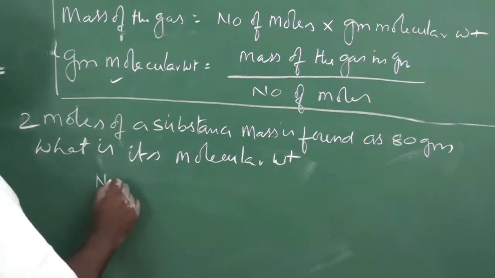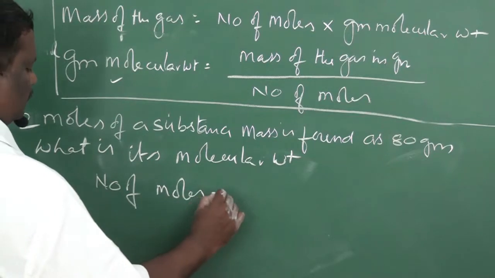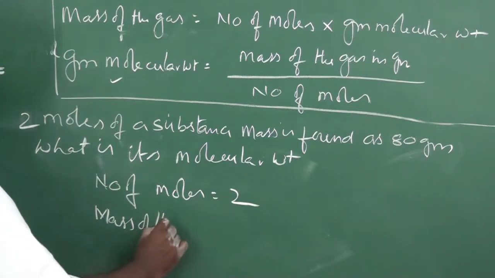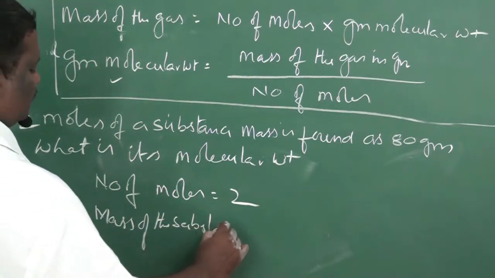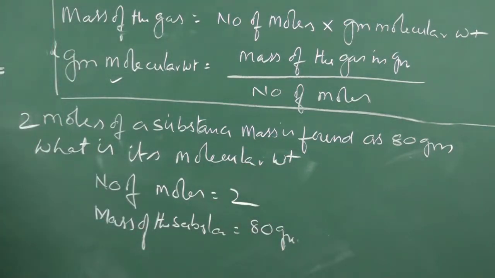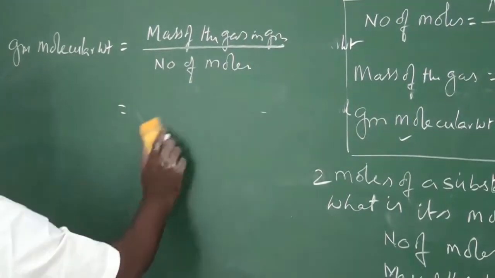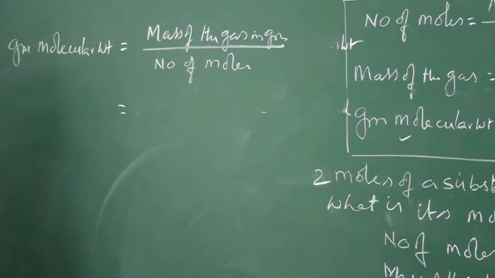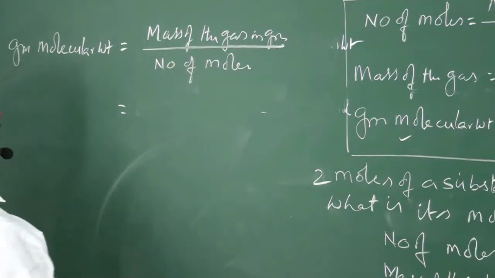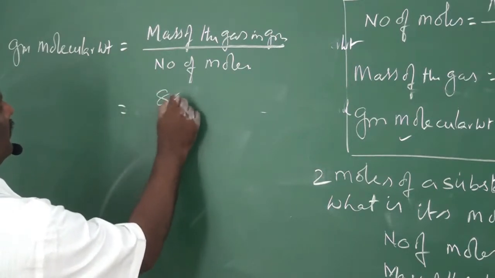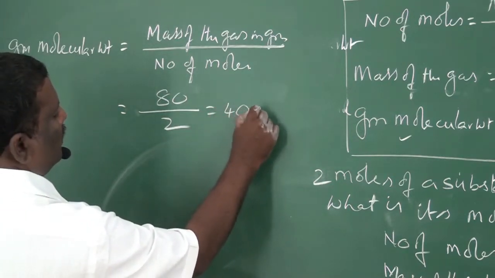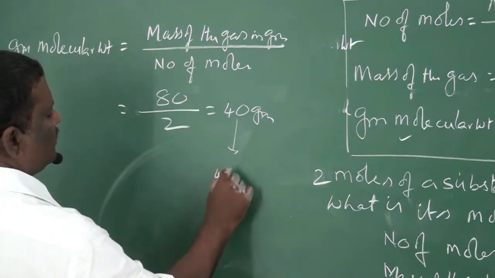Number of moles is equal to 2. Mass of the substance is equal to 80 grams. This is important. Unit is important. Now substitute those values in this formula. Gram molecular weight of the substance is mass of the gas in grams, 80, divided by number of moles, 2. Then gram molecular weight will be 40 grams. Automatically its molecular weight is 40.